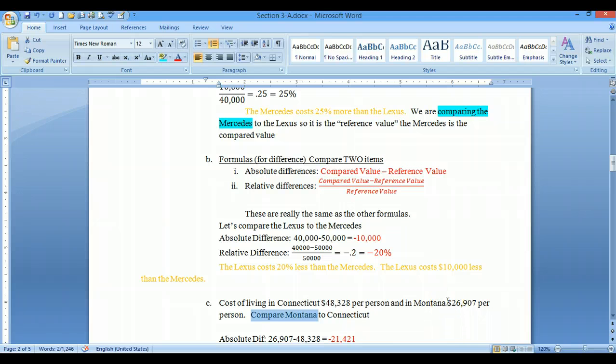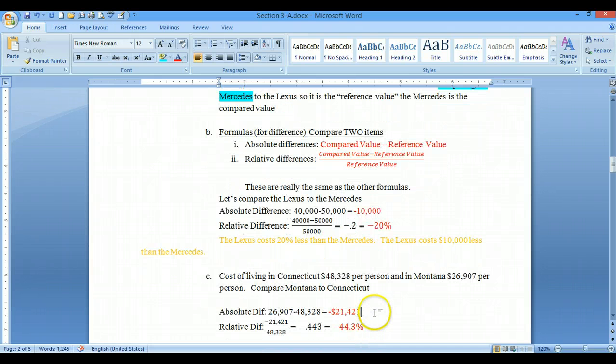Montana is 26,907, so I'm going to take that and subtract Connecticut, 48,328. That's down here. You can use your calculator or go into Microsoft Excel and just type it in. I'll get negative, and I'm going to put a dollar sign in here because we are talking about money per capita, $21,421. If I want to interpret that, I would say that Montana costs $21,421 less per person than Connecticut.